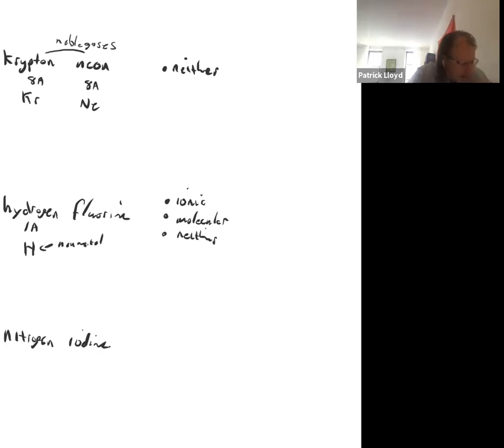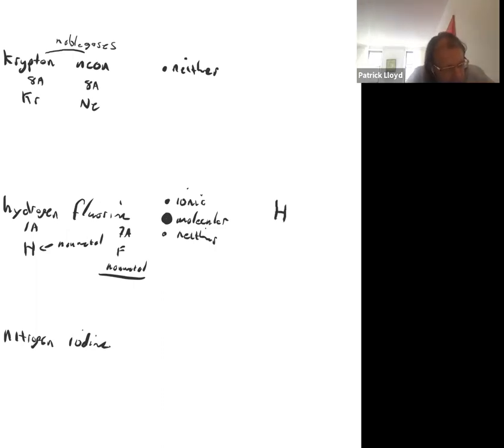Okay. Fluorine is in group 7A. It is definitely a non-metal. Okay. So both of them are non-metals. So that means it's molecular. Okay. Now, here's the trick with hydrogen. Hydrogen's the trick. We talked about it a little bit earlier.